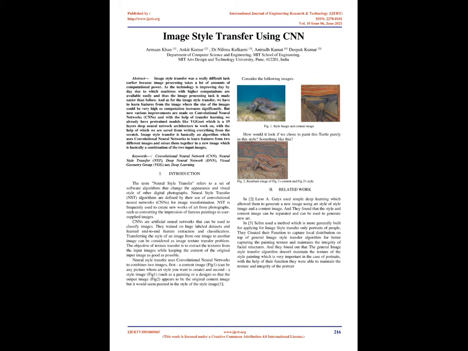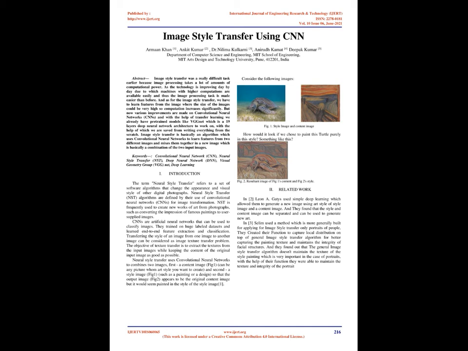But now various improvements are made on convolutional neural networks, CNNs, and with the help of transfer learning we already have pretrained models like VGGNet, which is a 19-layer deep neural network architecture to work on, with the help of which we are saved from writing everything from scratch. Image style transfer is basically an algorithm which uses convolutional neural networks to learn features from two different images and mixes them together in a new image, which is a combination of the two input images.